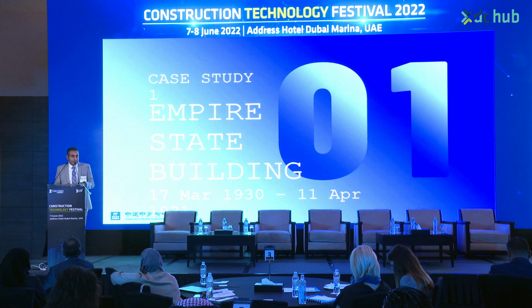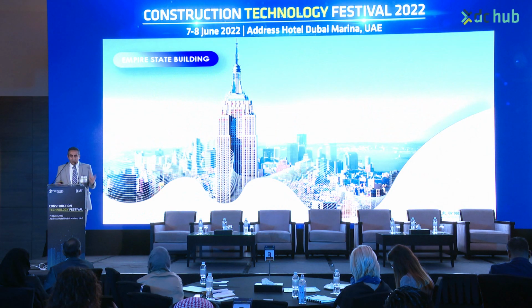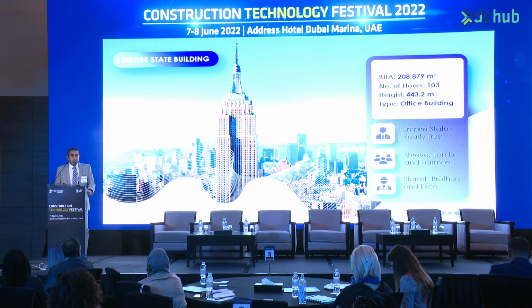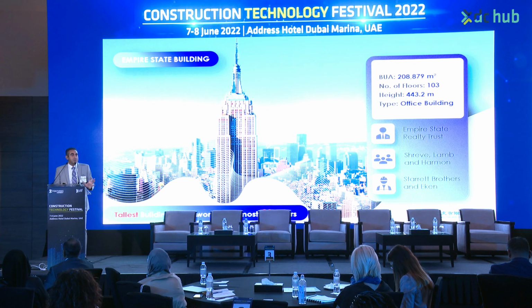Let's start with the Empire State Building first. This project was completed in 1931. And it's not actually a small one. It's almost 208,000 square meters, and it was the first building to exceed 100 floors. The height of the building is 443 meters, including the pinnacle on the top. This building stood as the tallest building for almost 40 years, 39 years exactly, until 1970, and then the World Trade Center took the place.